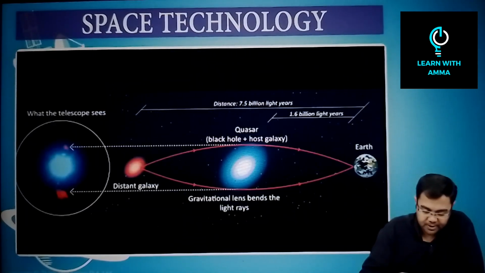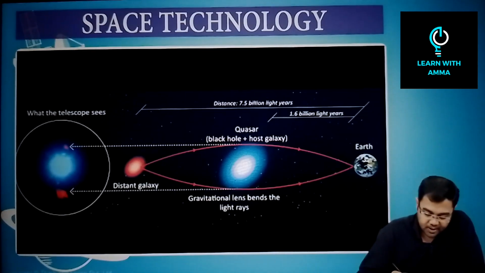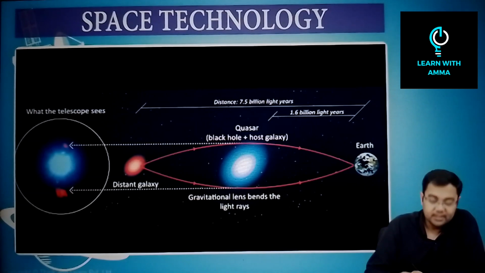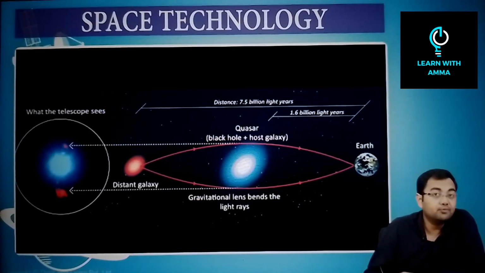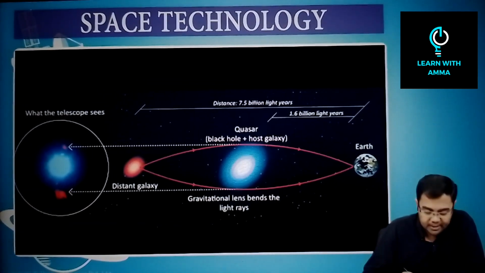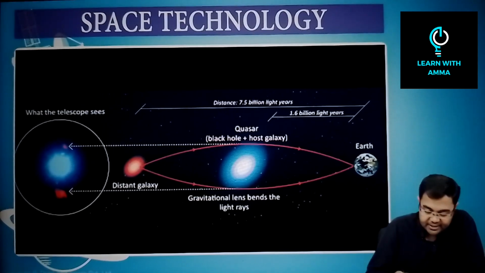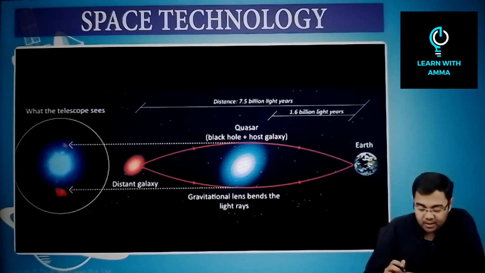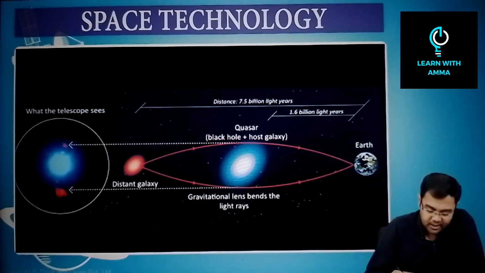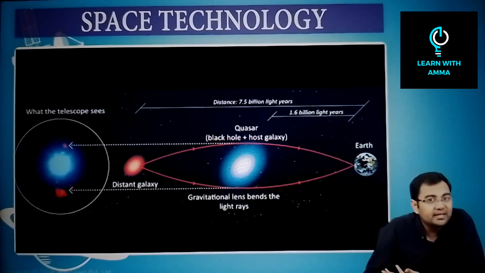For example, if you look at this particular image, you have a distant galaxy like this, and at the same time you are observing it from the earth. Now when you are observing this galaxy from the earth, if there was nothing in between, then the light would directly reach the earth from this distant galaxy. But because there is something in the way, for example here we have taken a quasar, there is a quasar in the way. In a similar manner there could be a galaxy in the way.